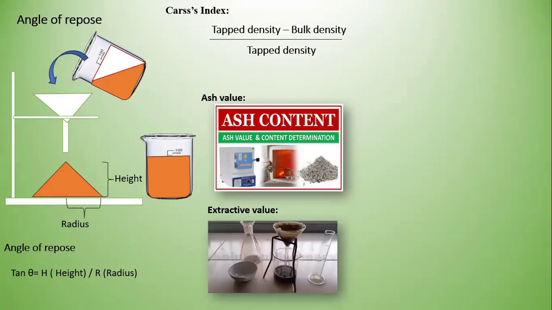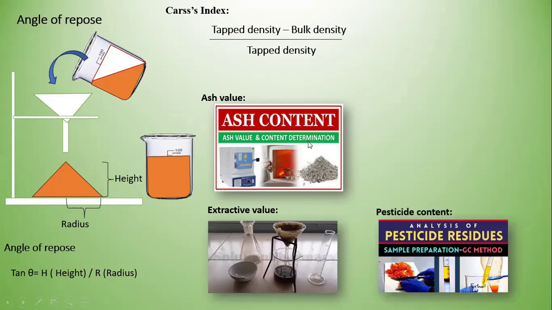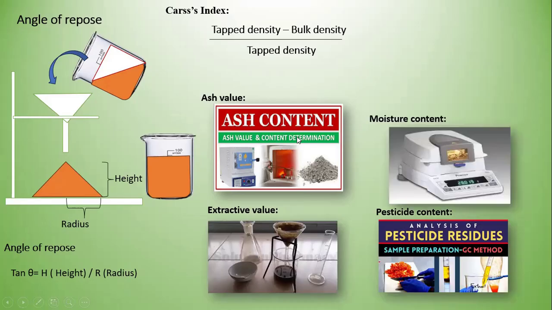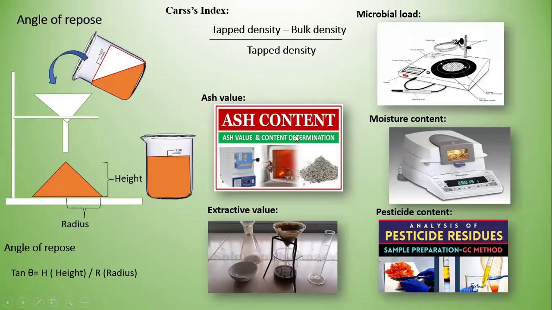Extractive value: a small quantity of the powder should be taken in water or alcohol, shaken in 100 ml of the alcohol, and kept overnight or for 24 hours. After that, filter, and after filtration, evaporate. This way you get the extractive value. Next are the pesticide content, then moisture content, and then the microbial load. Likewise, these are the parameters by which standardization of the drug, the churna, is carried out. So this is about the standardized preparation and the standardization of the churna.